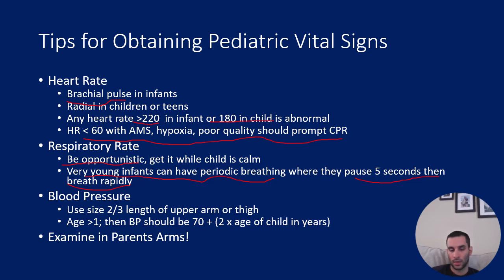As for blood pressure, make sure to use the right size cuff. Here's a little formula to calculate what the BP should be, but I don't recommend doing any math on scene, and I'll show you some tools for that. Also, use the parents. If the kid stays calm and they're calm in the parents' arms, that's when you should get your assessment. That's when to get your vitals, because you're going to get better assessments that way.